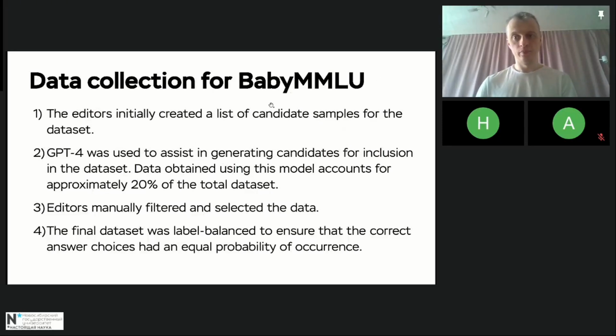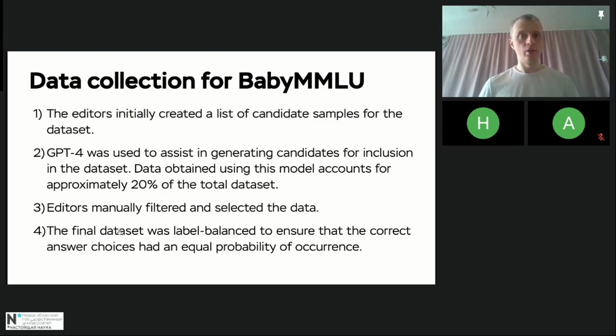Now let's talk about how we created BabyMMLU. The dataset was created in 4 steps. On the first step, human editors created a list of candidate samples for potential inclusion in the dataset. Then we asked GPT-4 to generate additional candidate samples. Approximately 20% of the final dataset was derived from GPT-4 outputs. On the third step, all candidate samples, both human and model generated, were manually reviewed and filtered by human editors.